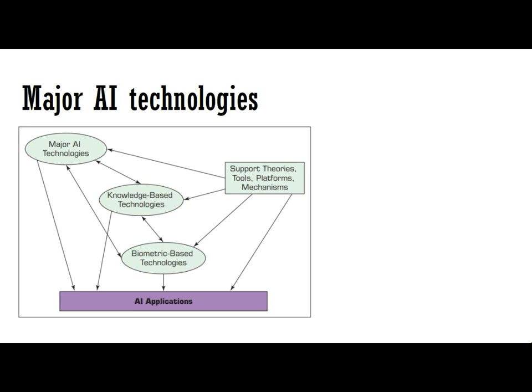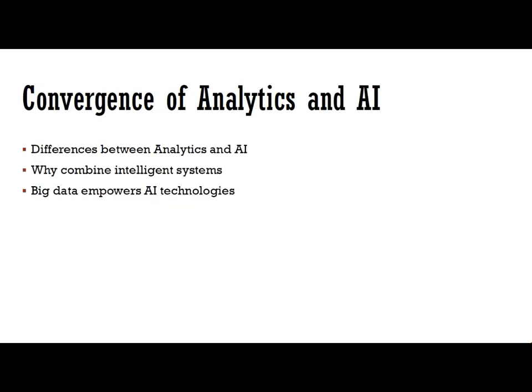Major AI technologies: knowledge-based support theories, tools, platforms, biometrics. These are all different AI applications. The convergence of analytics and AI: the difference between analytics and AI, and why combining intelligent operations and big data empowers AI technologies.